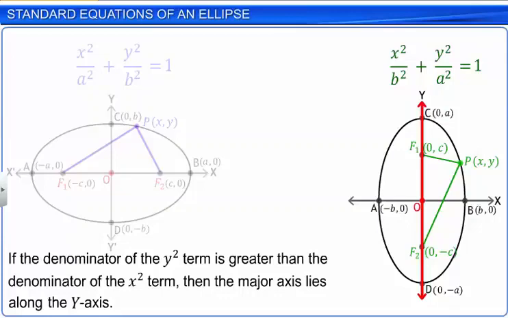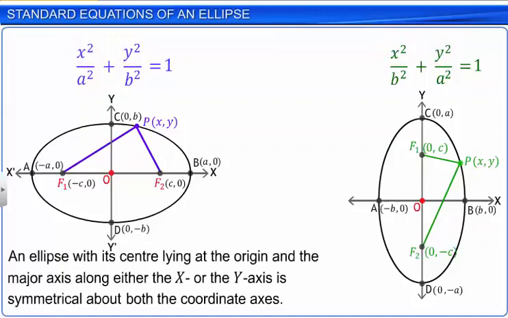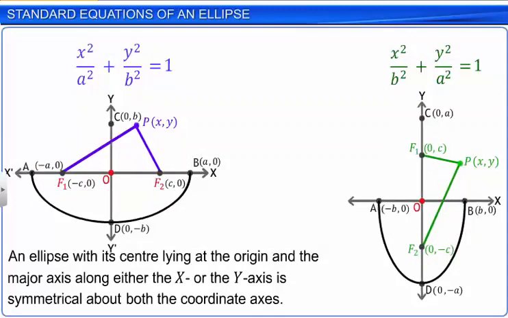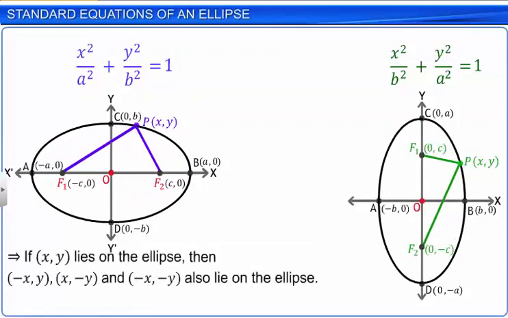Note that both the standard equations of an ellipse contain even powers of x and y. Therefore, an ellipse with its center at the origin and the major axis along either the x or y-axis is symmetrical about both the coordinate axes. What this means is that if a point P(x, y) lies on the ellipse, then the points (minus x, y), (x, minus y), and (minus x, minus y) also lie on the ellipse.